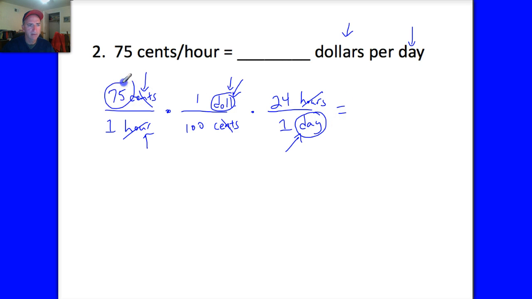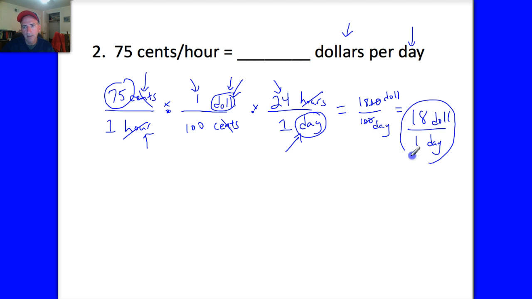Now, if you multiply 75 times 1 times 24, you could reduce some factors here, but this one actually works out pretty simple if you just multiply across. That works out to be 1,800. You can double check me. 100 times 1 times 1, I'm pretty sure that's 100. And again, the 1,800 is dollars, and the 100 is day. Okay, reduce that out. That divides out like this, and you end up with $18 per 1 day. And there it is, $18 per day. All right, and we are happy.